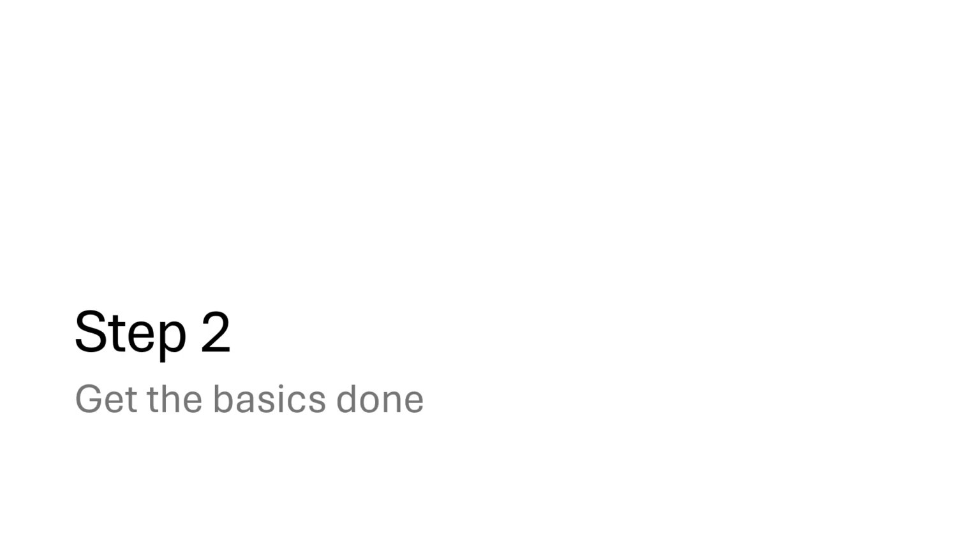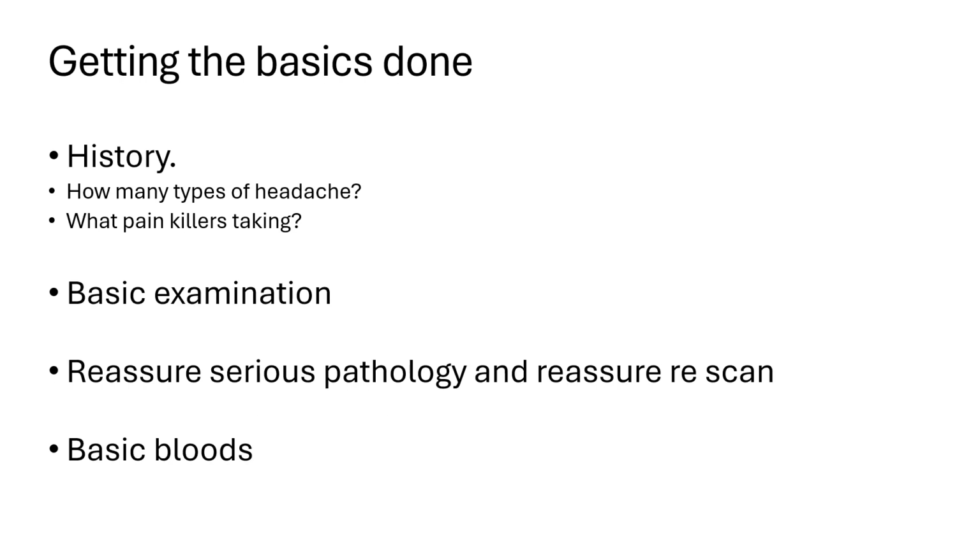Step 2, let's get the basics done. Take a history, and there are 2 real key questions here. How many types of headache do you get? I think a lot of people get confused by patients presenting with numbers of types of headache. There will usually be a migrainous feature somewhere. There will usually be a background dull headache, if you want to call it a tension type headache or a migraine spectrum tension type headache. Often they will get idiopathic stabbing headache. There will invariably be a complication from medication overuse headache.